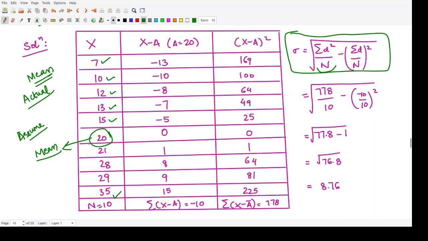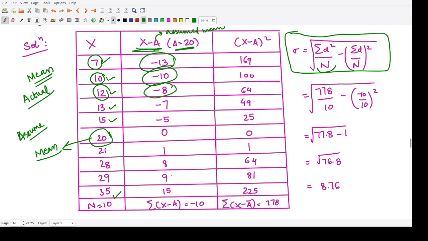So what would be the deviation in this particular case? What we have done is taken some middle value out of this and assumed that the mean would be nearly equal to this one. So we assumed A to be 20, and this is the assumed mean. The next task is to calculate x minus a. So 7 minus a would be 7 minus 20, so that is minus 13. Next, 10 minus 20 would be minus 10. Then 12 minus 20 would be minus 8 and so on.